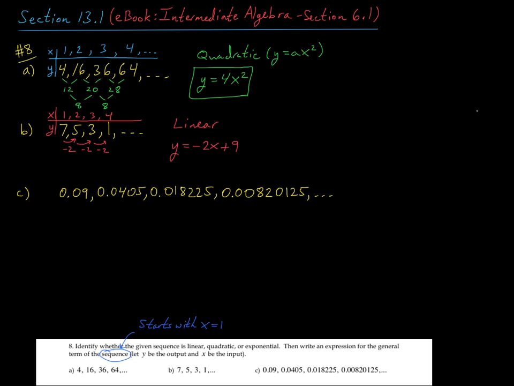All right, and then the very last one here, C, we're looking at the sequence with some pretty messy numbers. Now, if you look at successive ratios here, 0.0405 divided by 0.09, you wind up getting 0.45. And now if you look at the ratio of these next two, these numbers are long, so this will be the last one I write. So if you do this third number divided by the second number, it also comes out to be 0.45. And the same is true for this last pair. So in other words, here we have a constant multiplier of 0.45.